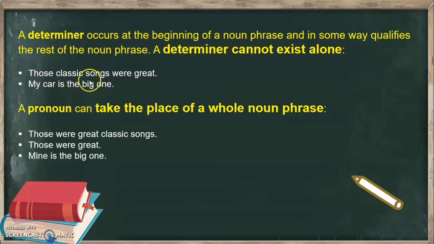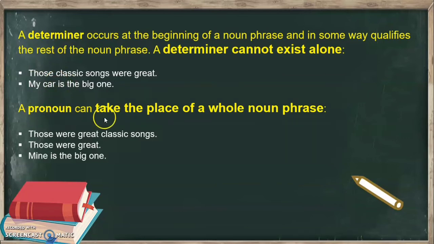My car is the big one. My car. We cannot say my is the big one. It doesn't make any sense if you say my is the big one. A noun should be there. A noun phrase has to be there after a determiner.